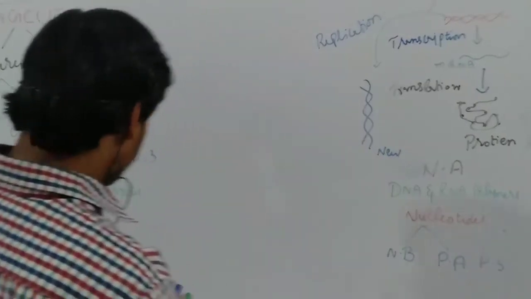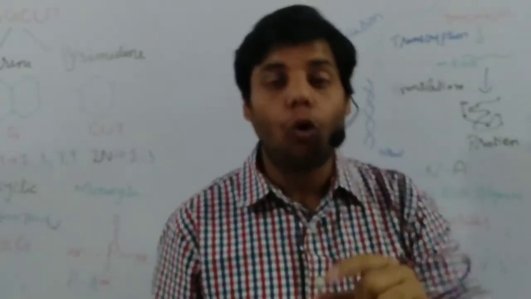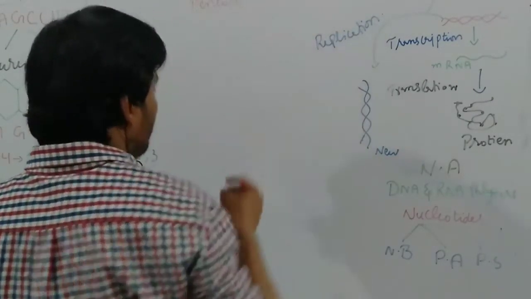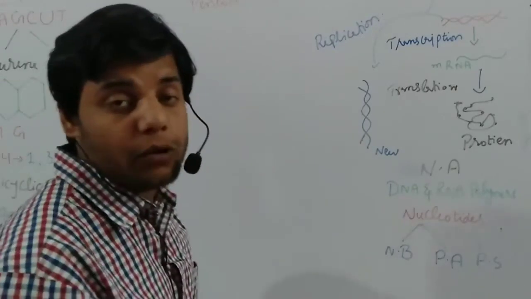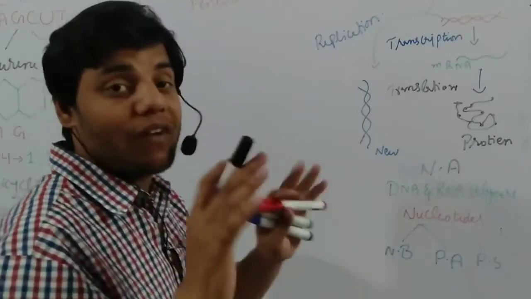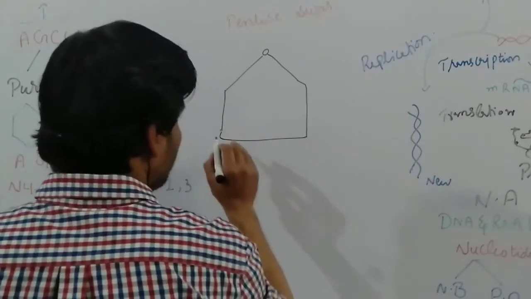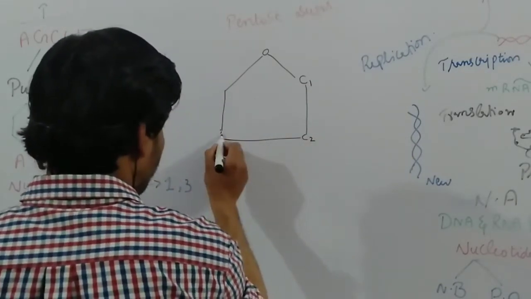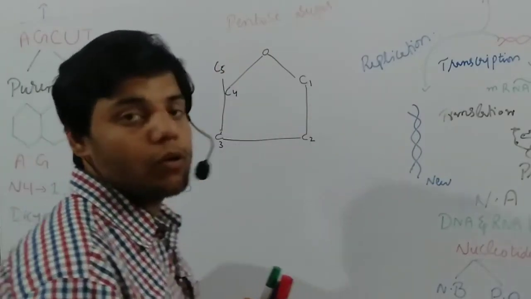Then we have pentose sugar. What does pentose sugar mean? As the name indicates, penta means 5, and ose represents the sugar properties. Now how does pentose look? Pentose contains a 5 carbon ring, because it is called pentose. Here is carbon number 1, carbon number 2, carbon number 3, carbon number 4, and here is carbon number 5. That's why we call it pentose sugar.